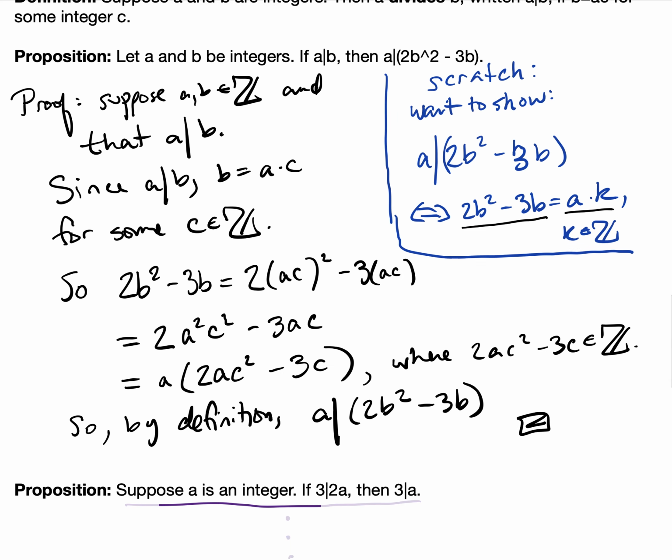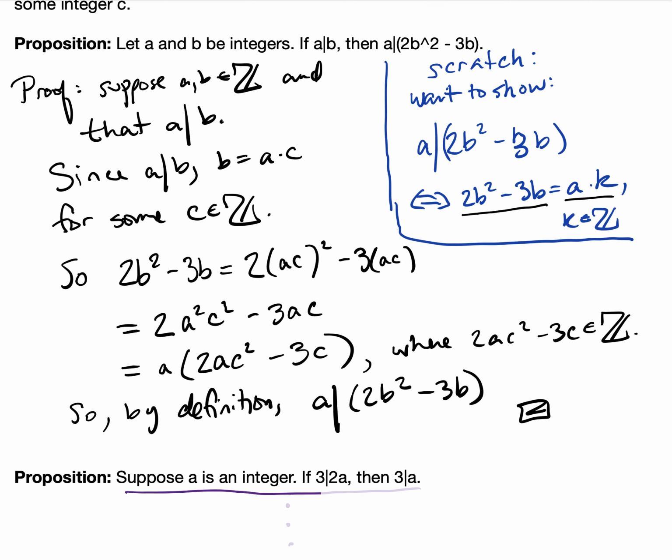So now we want to prove that if a is an integer and 3 divides 2a, then 3 also divides a. This one's a little bit trickier. I'd like you to think about it for a minute yourself. So think about it for a minute, and then I will give a hint, and then think about it for a minute more.